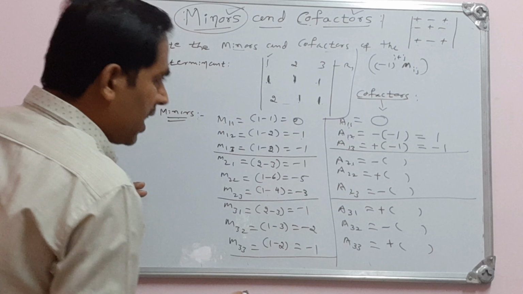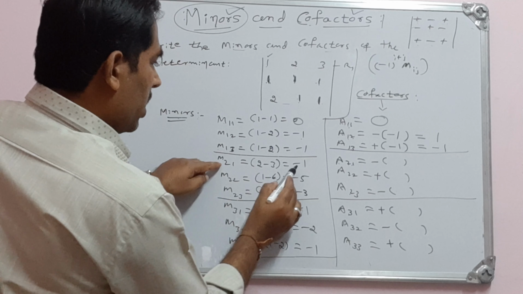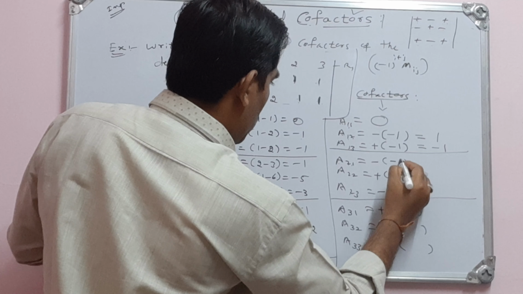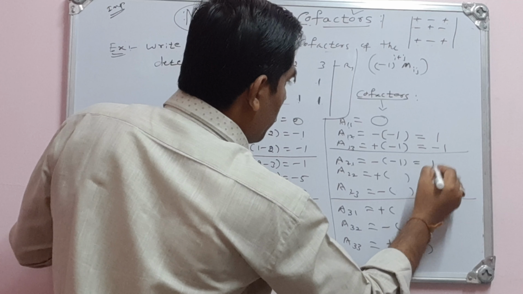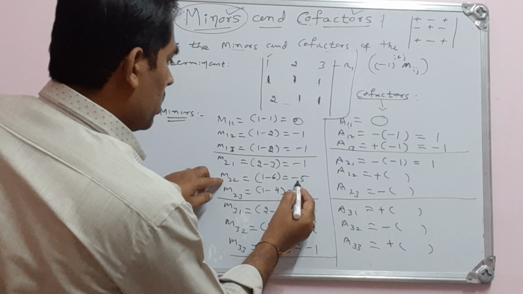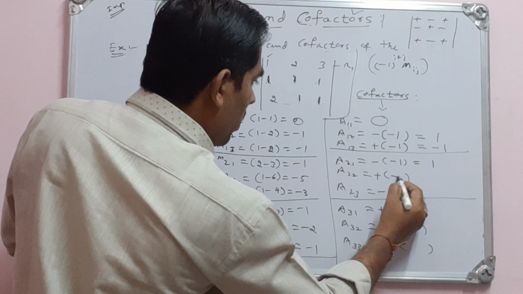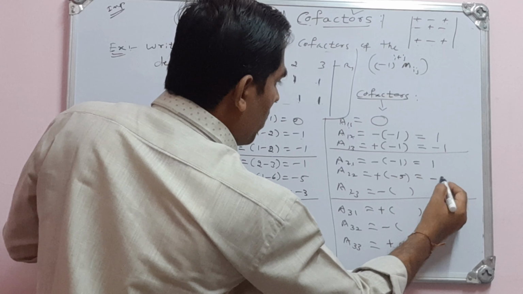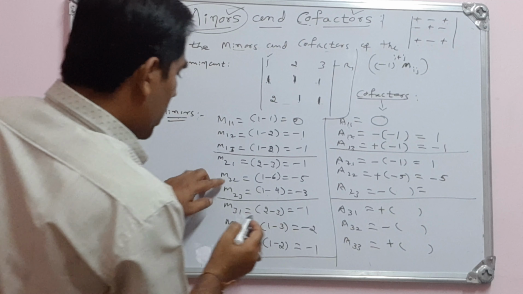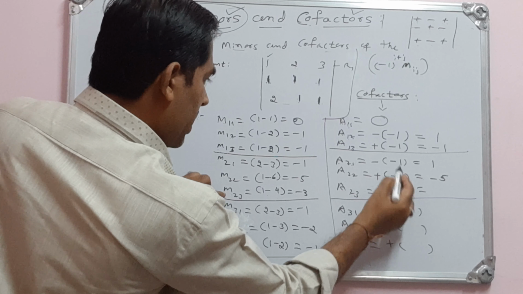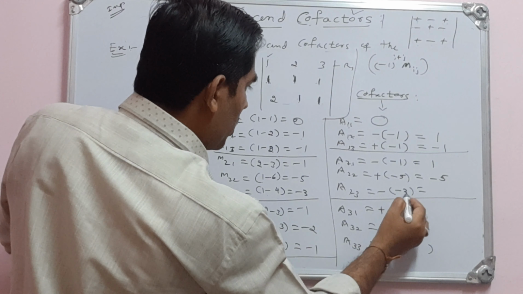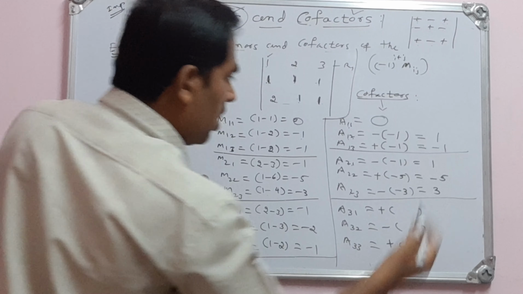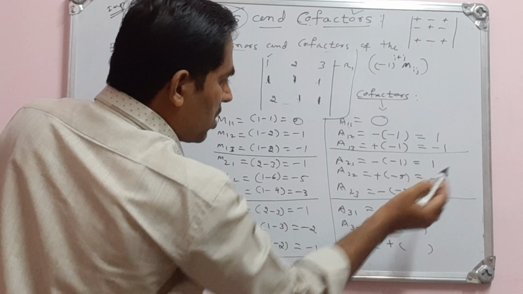You have already written the minors here. M21 is minus 1, so minus into minus gives plus 1. Then this will be minus 5, so I attach it: plus into minus gives minus 5. Then for M23 I have to attach minus. The minor I have already found is minus 3, so minus into minus gives plus 3, positive.